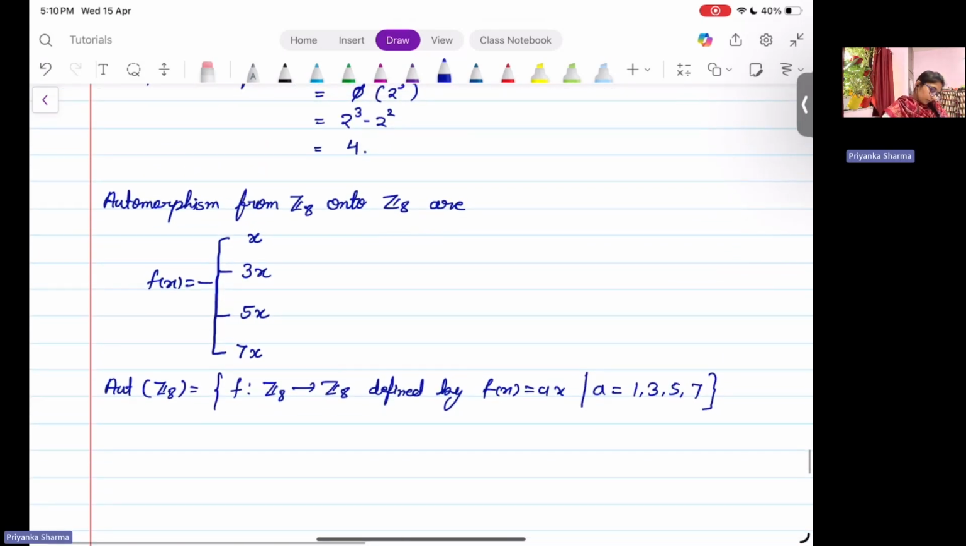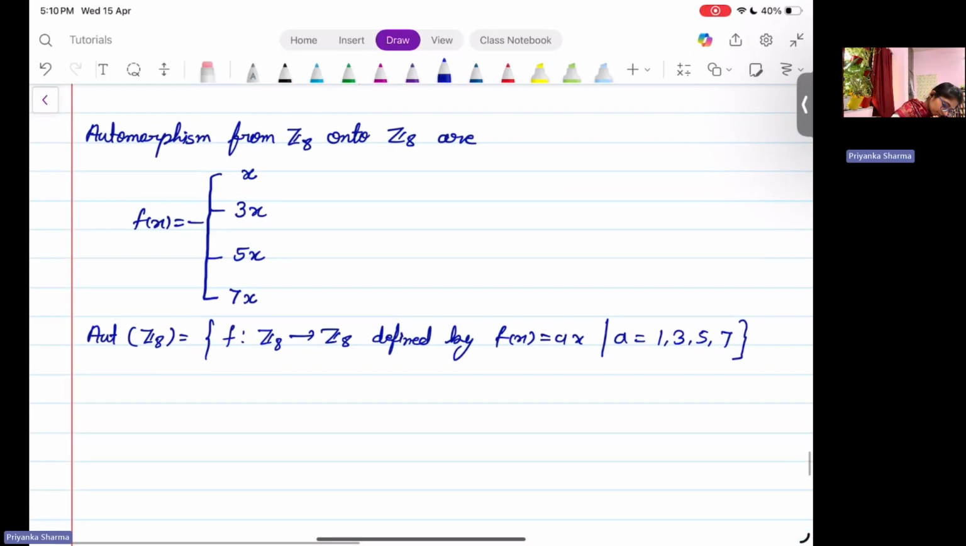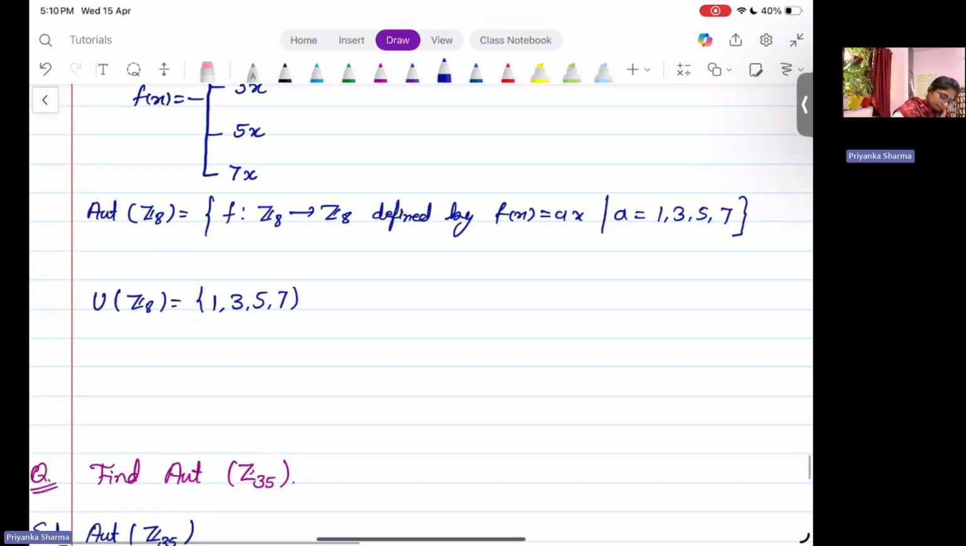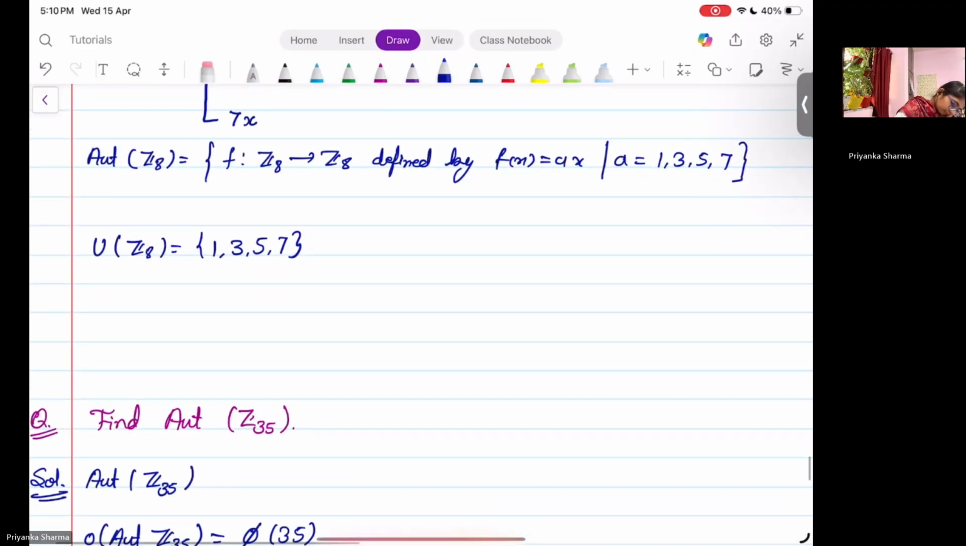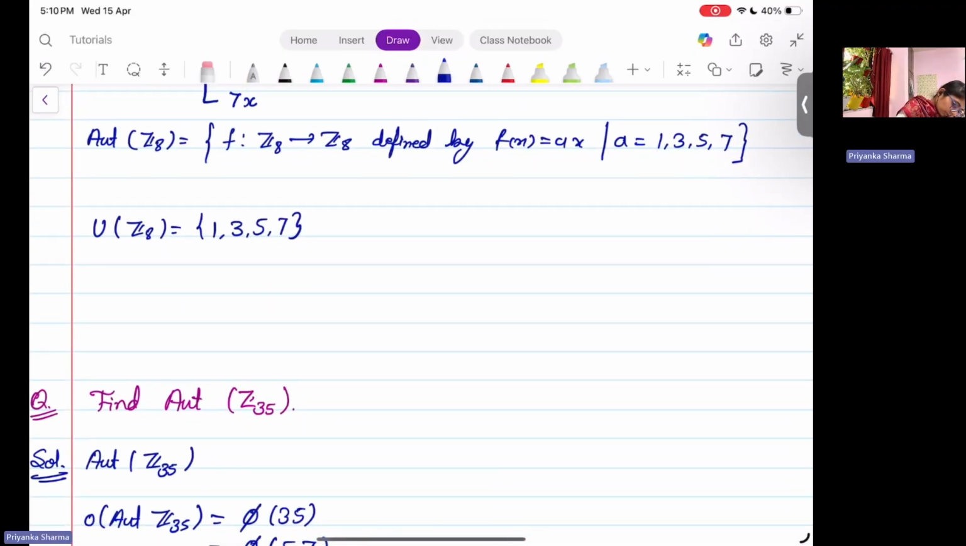So how to do this here? See, what is the unit group of Z8? That is the elements 1, 3, 5, and 7. Here the operation is multiplication modulo 8. So if we want to find the order of these elements, the order of 1 is 1, because 1 to the power 1 is 1 modulo 8, since here we are taking multiplication modulo 8.